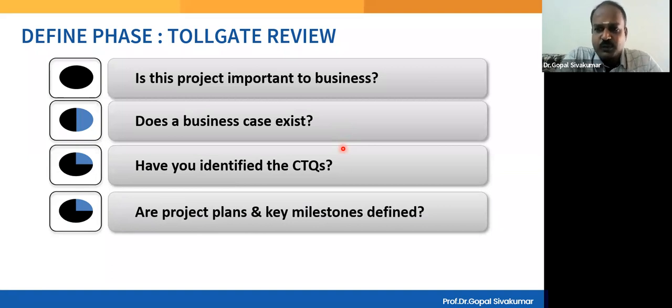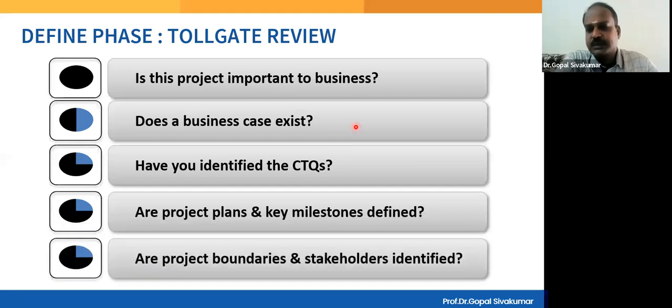So if the project duration is for about 3 months, what will you do in the first month, second month, and third month? And every month, what will you do in first week, second week, third week, and fourth week? And then what are the deliverables I can expect at the end of every week, and who is going to be responsible for that? And a clear plan should be available.